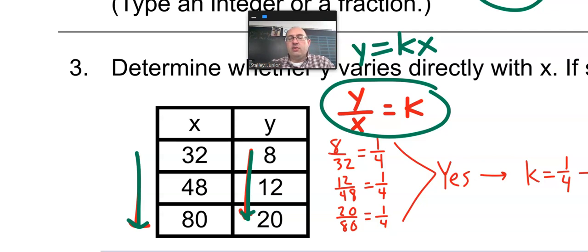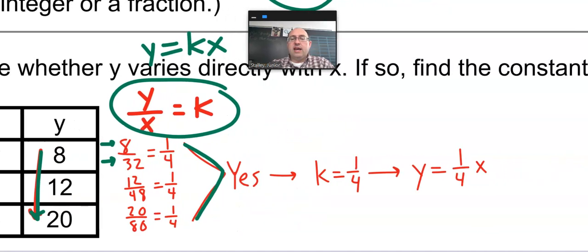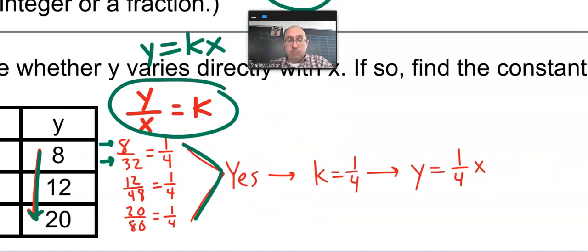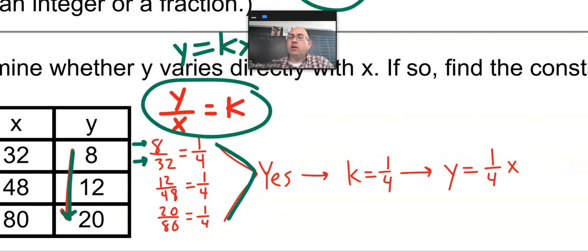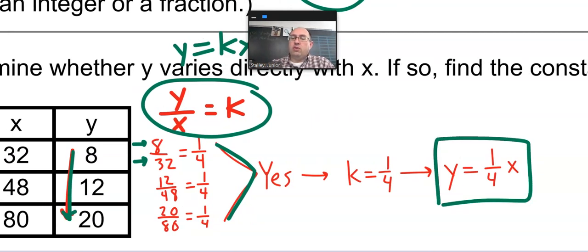If you take the y value, which is in this case 8, and divide by the x value, which is 32, you get 1 over 4. And if you just keep going down the xy coordinates, 12 over 48, 20 over 80, you get 1 over 4 every single time. So the answer to the question, is it direct variation, is definitely yes. Now, that leads me to the k value being 1/4, and the equation being y equals 1/4 x. It's pretty straightforward.